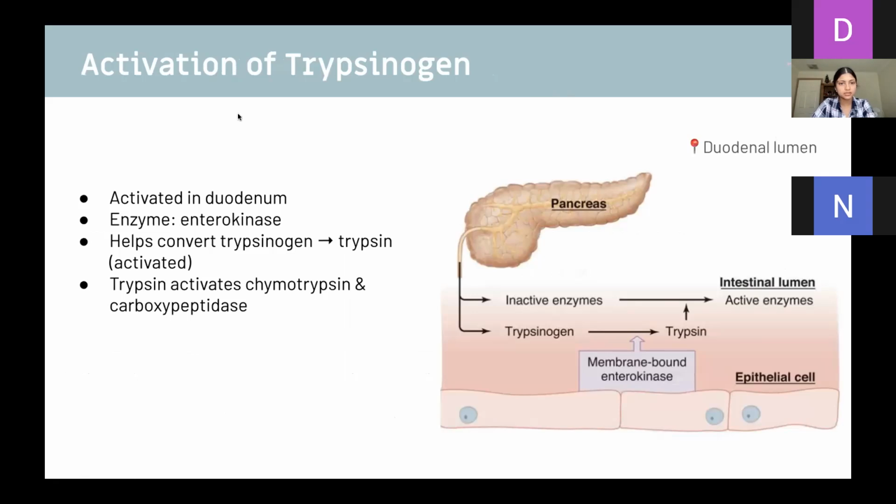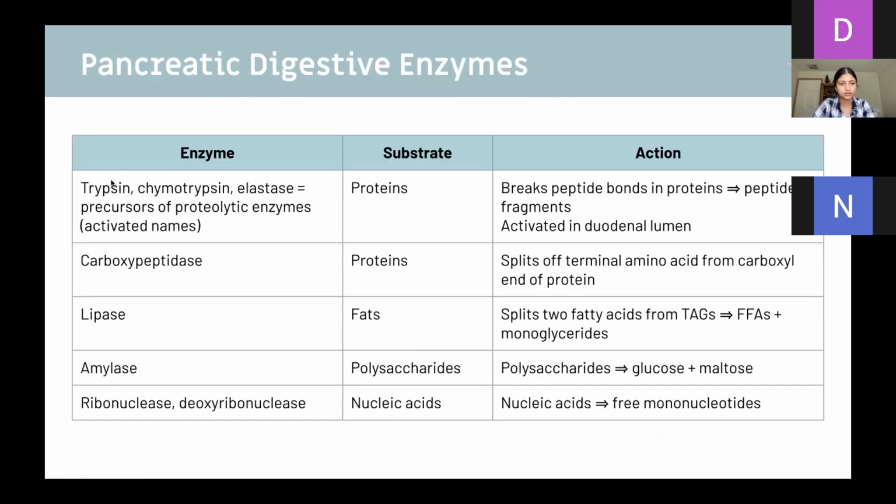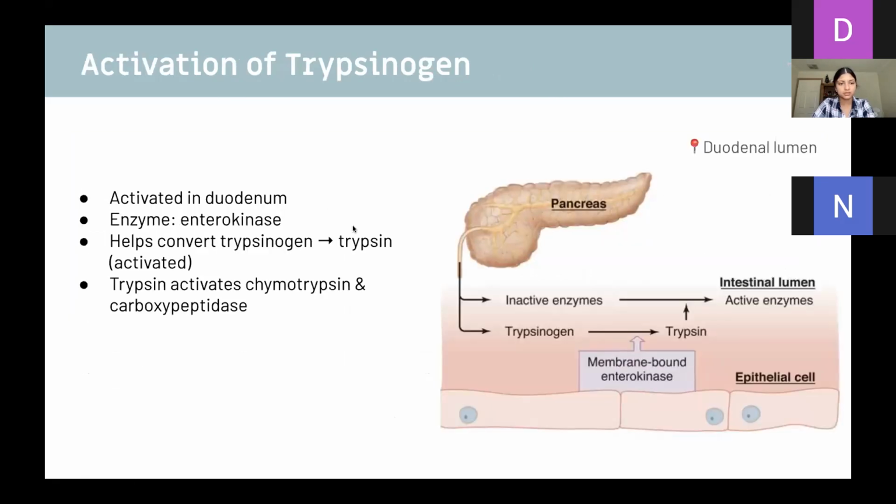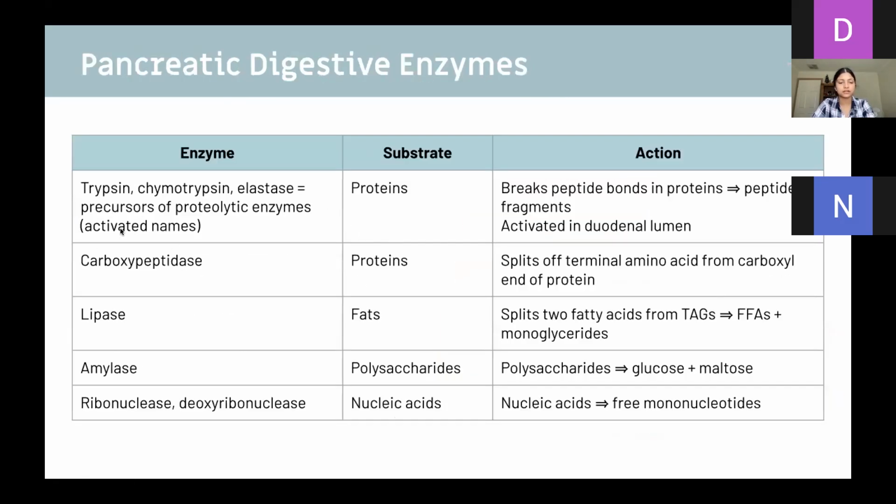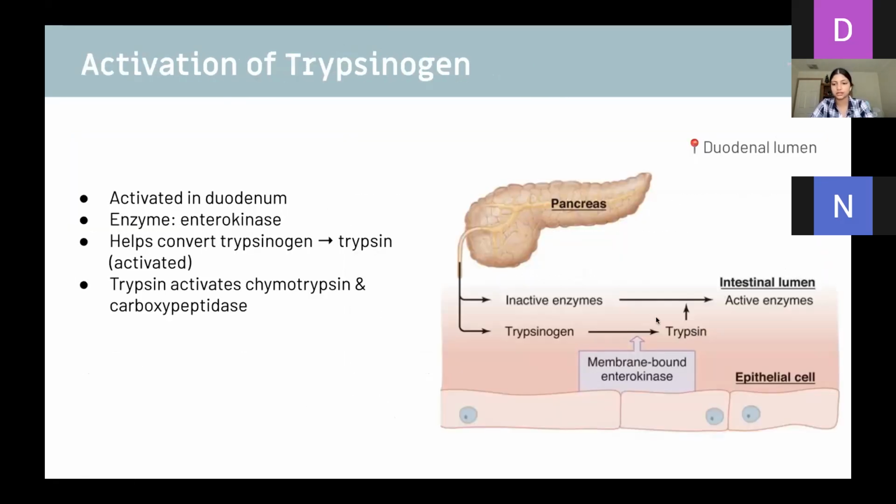Okay, and now you've got something called trypsinogen, which is one of the precursors. So these are the activated names. So trypsinogen gets activated into trypsin. This occurs in the duodenal lumen. And what you need for this is an enzyme called enteropeptidase. And trypsin then activates your chymotrypsin and your carboxypeptidase.